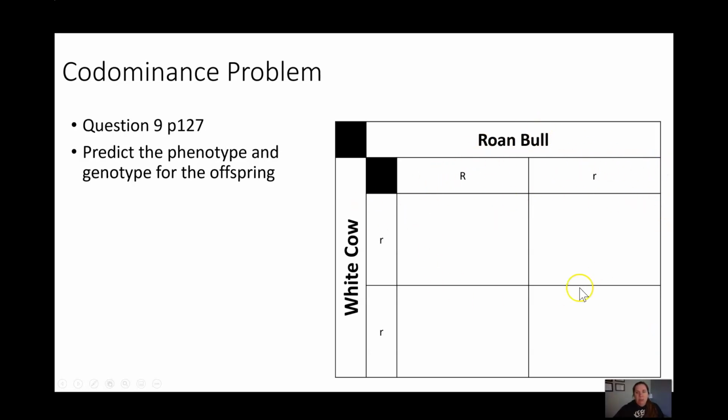So based on this Punnett square and the idea of codominance, I want you to complete this Punnett square for the roan bull white cow cross and predict the genotype of their 4 offspring. And once you know the genotype, of course, you can predict the phenotype of fur color as well.